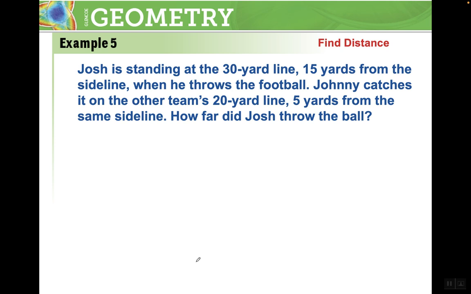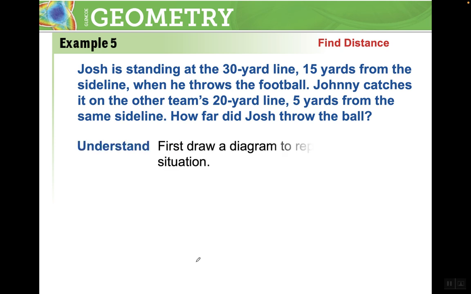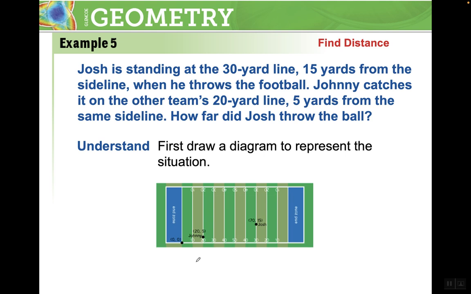Well, we can go through this one a little bit. It says Josh is standing at the 30-yard line, 15 yards from the sideline when he throws the football. Johnny catches it on the other team's 20-yard line, 5 yards from the same sideline. How far did Josh throw the ball? Well, essentially, we have 2 points right here. And you have to have some knowledge of a football field in order to understand this.